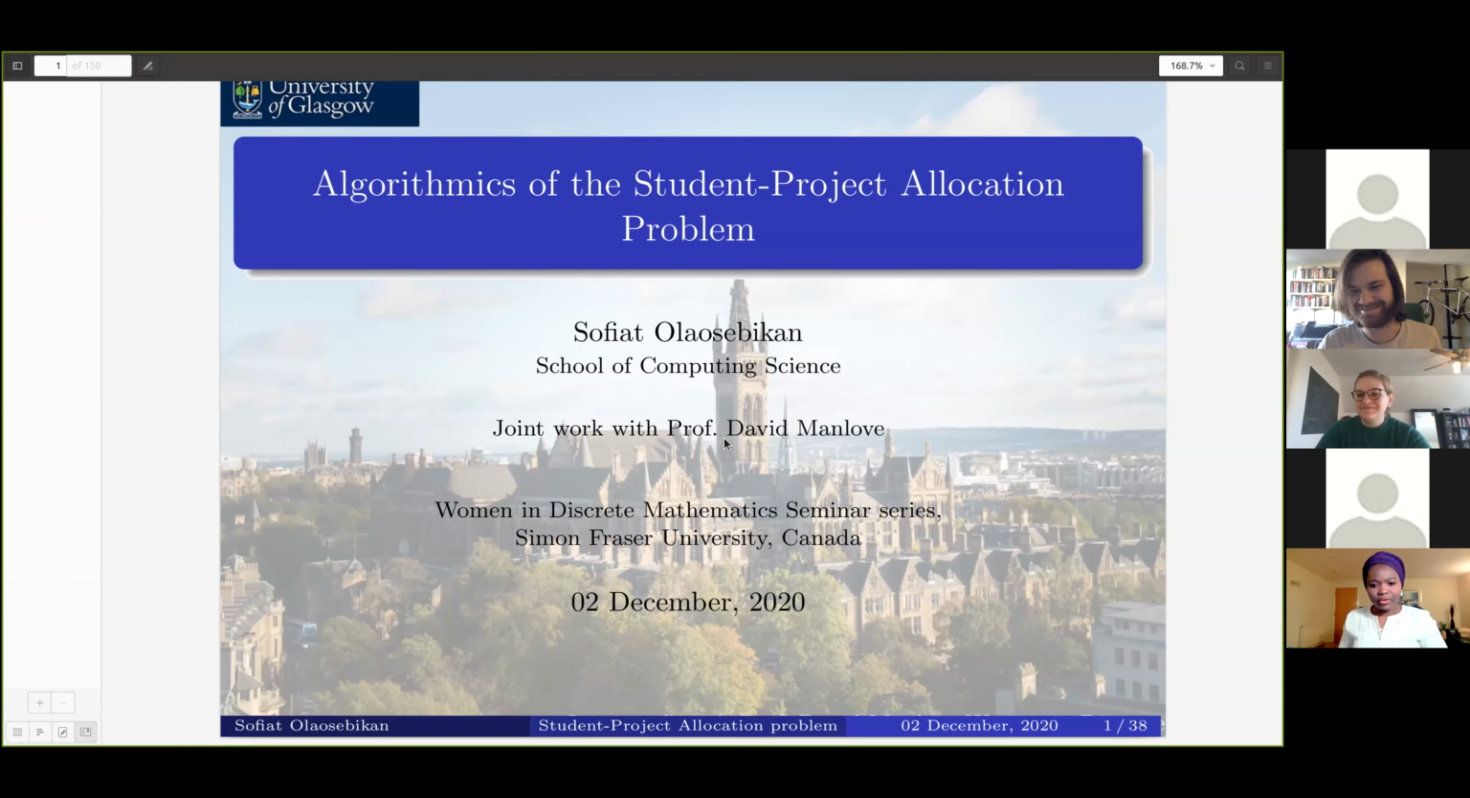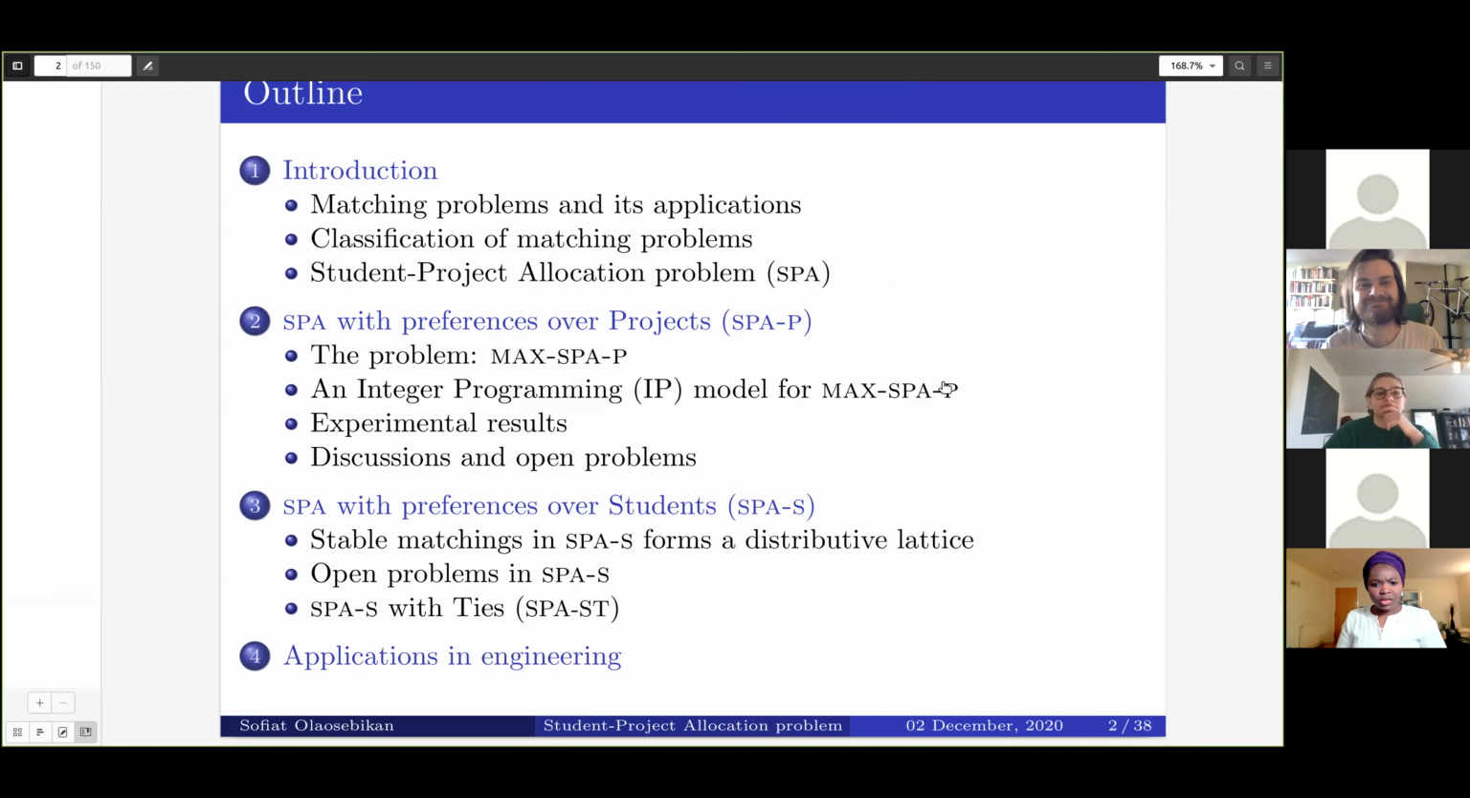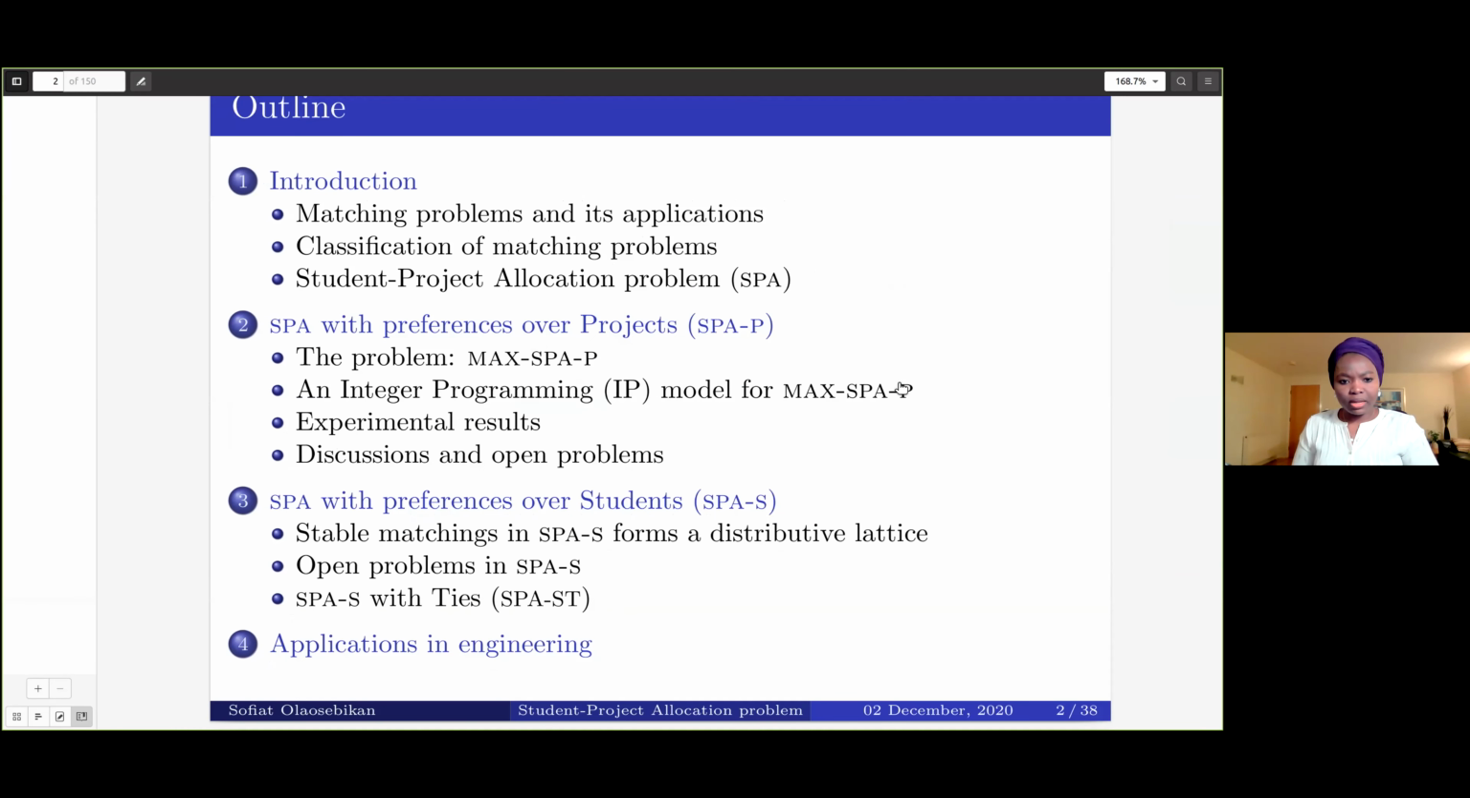Okay, thank you. Continue. This is joint work with my PhD supervisor, Professor David Manlove, and a brief outline of what I'm going to be talking about. So the research is on matching problems, and I'm going to be zoning in on the student project allocation problem, which divides into 3 to 4 branches. And I'll briefly introduce some of the problems, the existing techniques, and my own results, and tie it all together at the end.